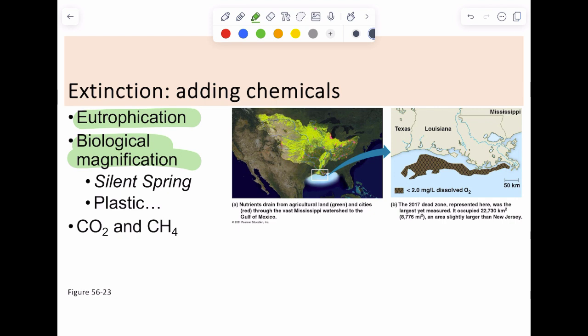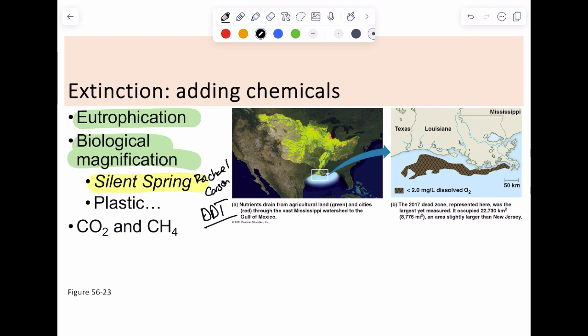So biological magnification is a hard idea, even though we get it, but if you had to explain it, it's just kind of a hard thing to explain. It was made famous by a book called Silent Spring. Silent Spring was written by a woman by the name of Rachel Carson. The book dealt with DDT. What's DDT? It's a let's kill the mosquitoes chemical. Why were we killing off the mosquitoes? Because who the hell wants to be bitten by mosquitoes?